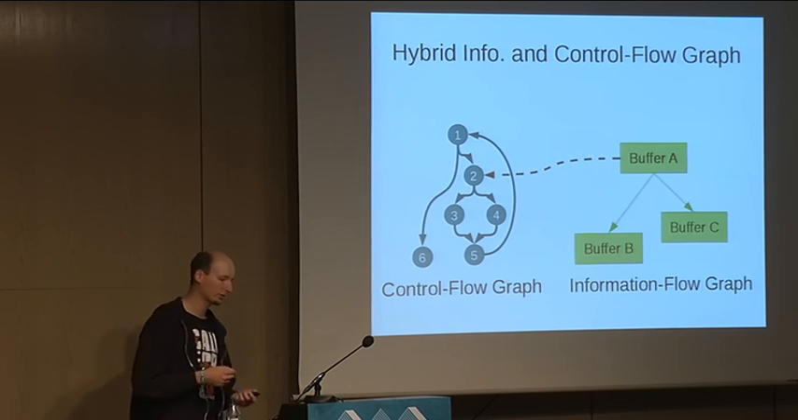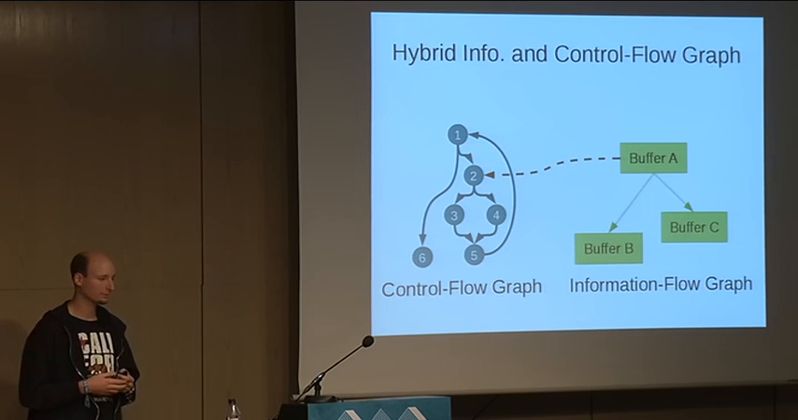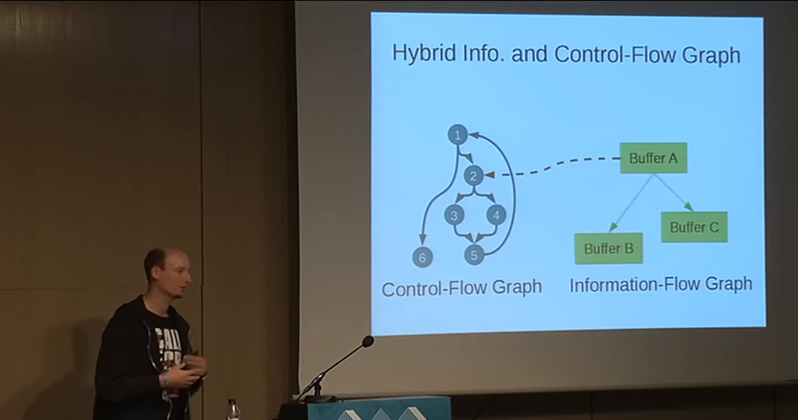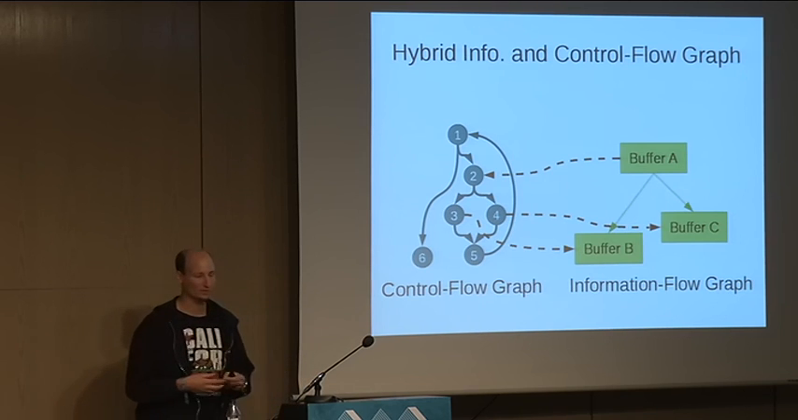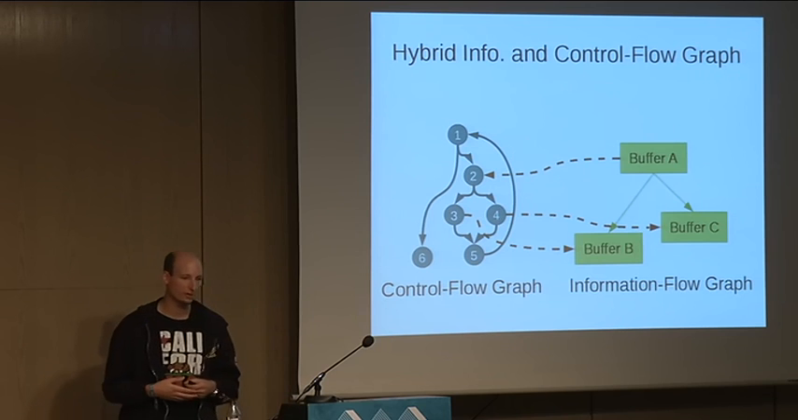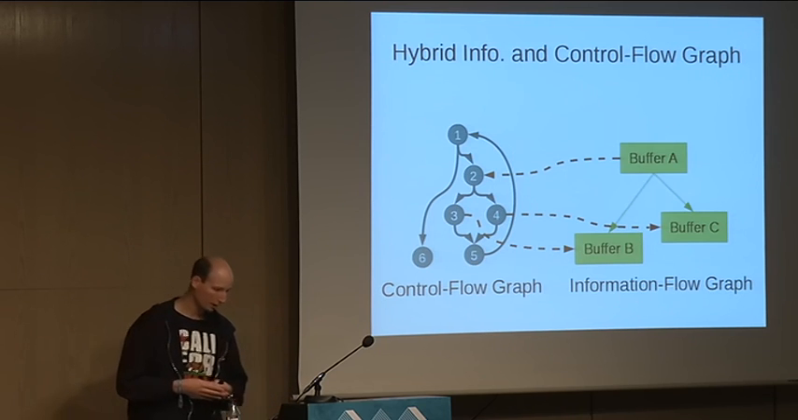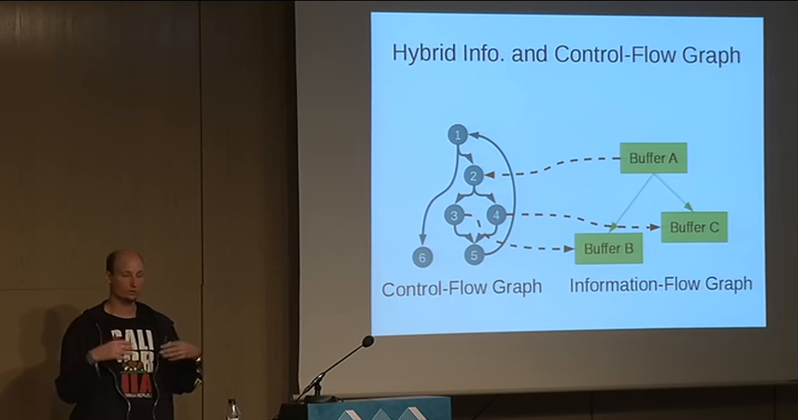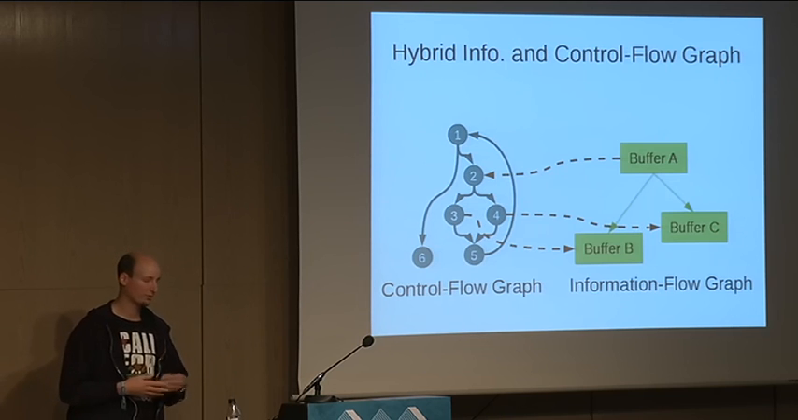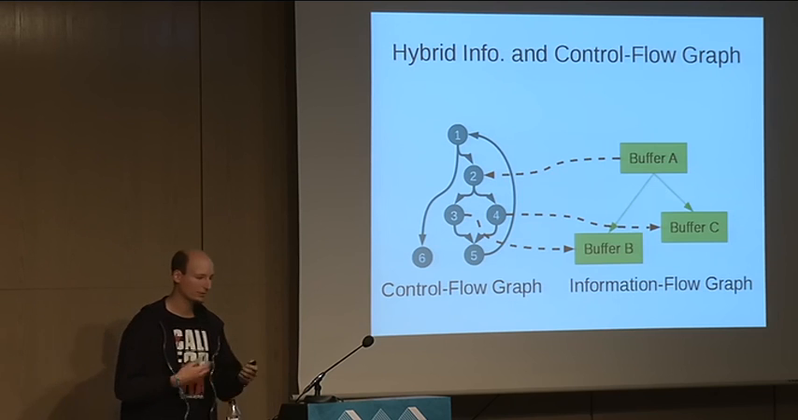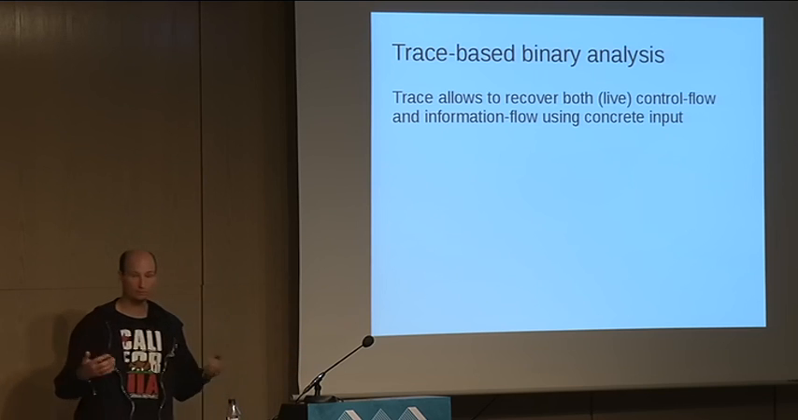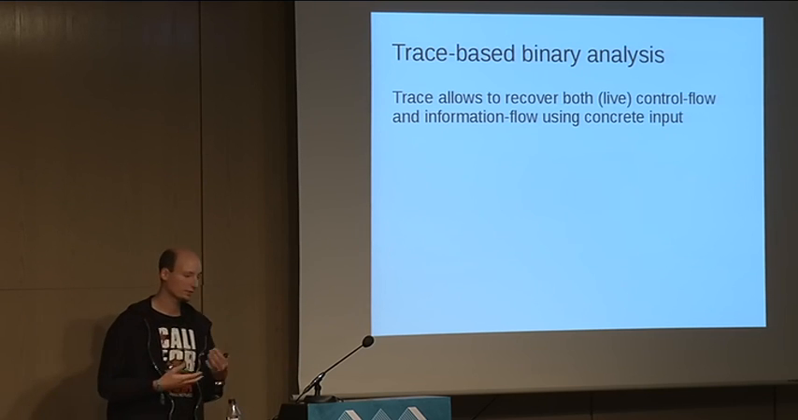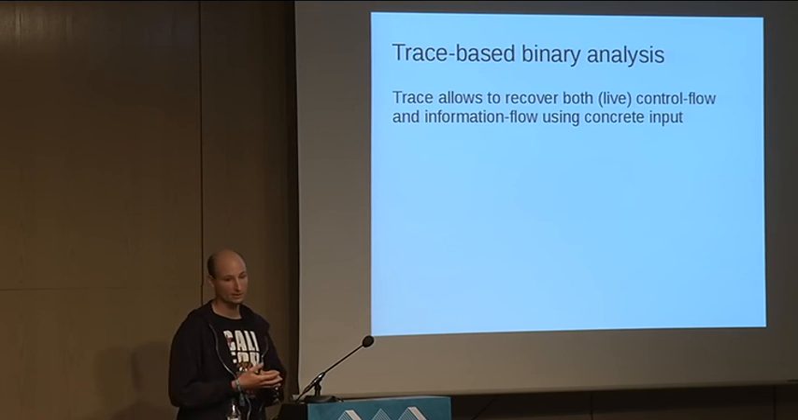So we know that basic block number 2 will read from buffer A, and basic block number 4 will write to buffer C. So we know that there's an information flow from buffer A to buffer B, and we can use this information to infer that there's a transformation from buffer A to buffer C, and we can follow that one. So how can we recover this graph? We just use a simple trace-based binary analysis on top of that.